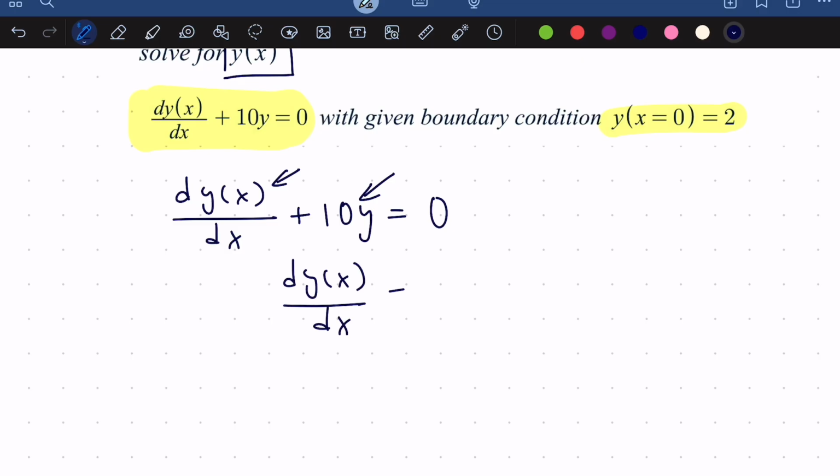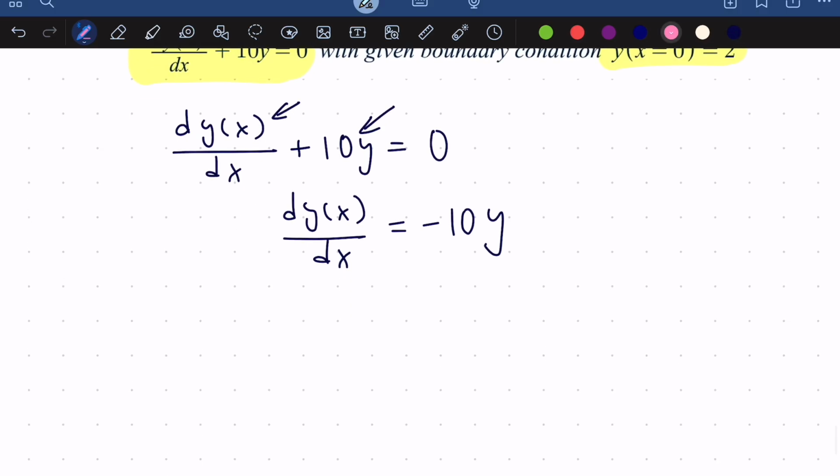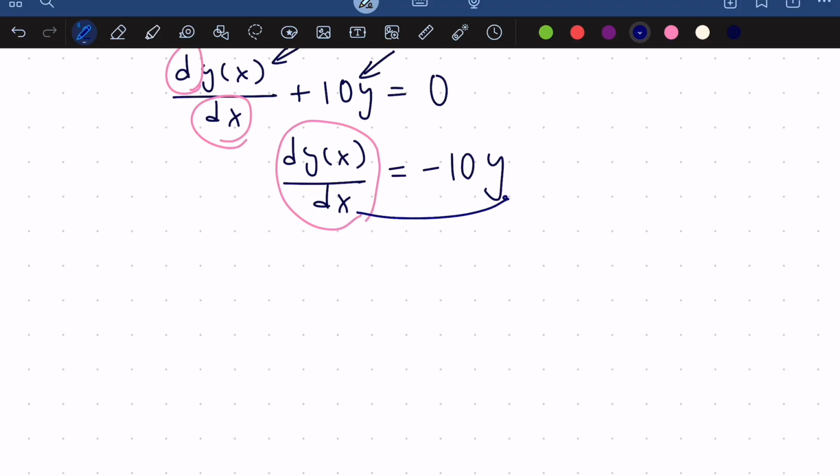bring the 10y onto the other side, because my goal right now is to get this D situation cleared as soon as possible. And to do that, you have to move something on the other side so that your D's are all on the same side alone. And we need to do that because now we can move this dx to the other side and do dy of x equals negative 10y dx.